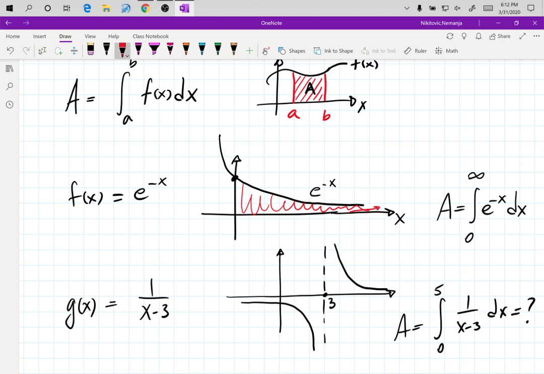Because look at your area, right? If you're starting at 0, you have all of this, which is going to leak this way. There is a 5 over here, and it's leaking in these two ways. Now, would that be finite? Would that be infinite? Right?